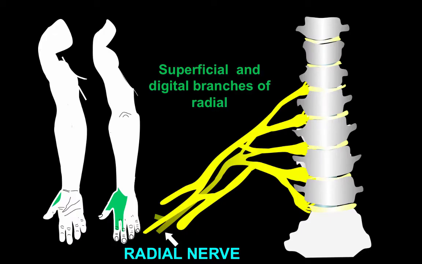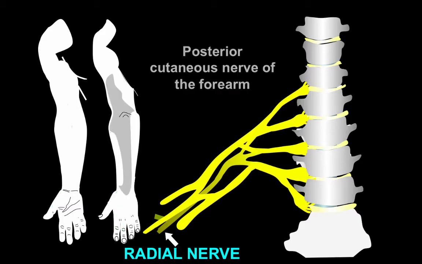In addition to motor branches, the radial nerve also has sensory cutaneous branches. The superficial and digital branches of the radial nerve innervate the dorsal-radial aspect of the hand and a small area of the palmar radial aspect of the thumb. The posterior cutaneous nerve of the forearm innervates a long strip of skin in the dorsal aspect of the upper limb, from the lower arm to the wrist.